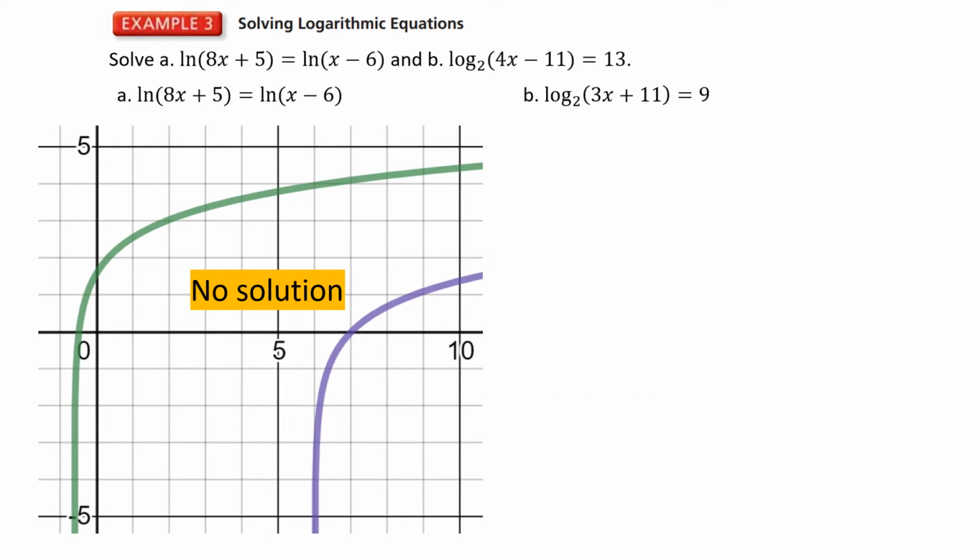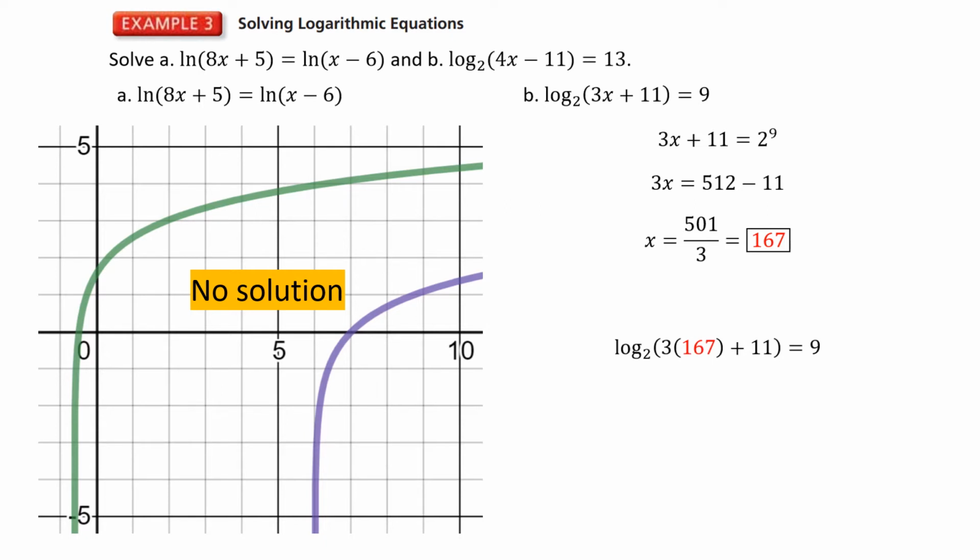On the right-hand side, we have the log base 2 of 3x plus 11 on the left equals 9. If we take that and convert immediately over into 3x plus 11 equals 2 to the 9th, we can work to simplify a little bit. 2 to the 9th equals 512, and we'll subtract 11 so that we can isolate 3x. We can divide by 3 and come up with 167.